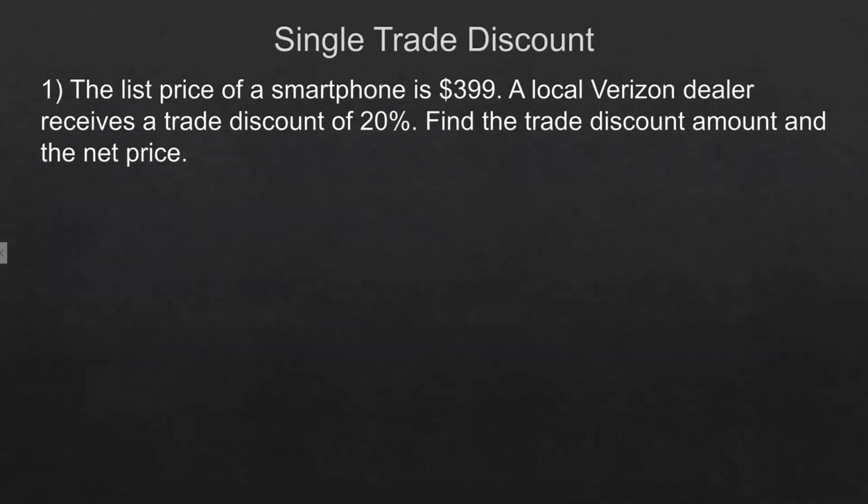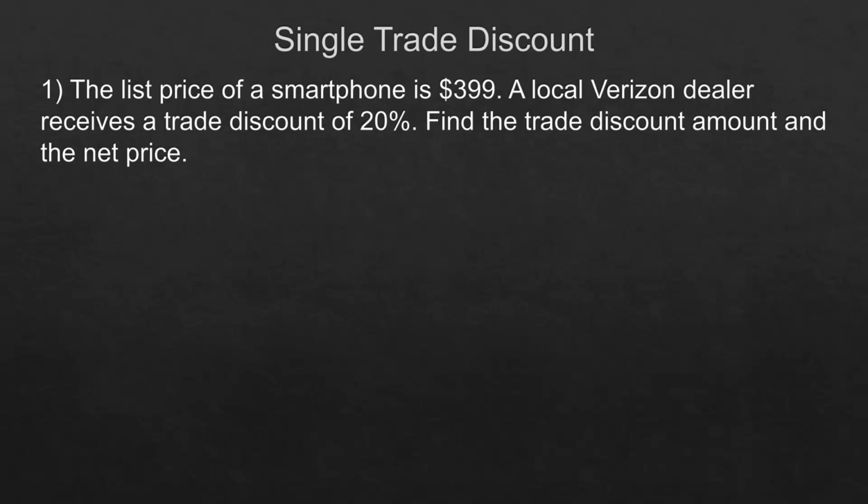Okay, so now we're going to talk about a single trade discount, meaning there's one discount taken, and we're going to do some calculating with this. The list price of a smartphone is $399. A local Verizon dealer receives a trade discount of 20%. So in other words, they're buying from a vendor of some sort, and they're going to get a discount of 20%. Find the trade discount amount and the net price.